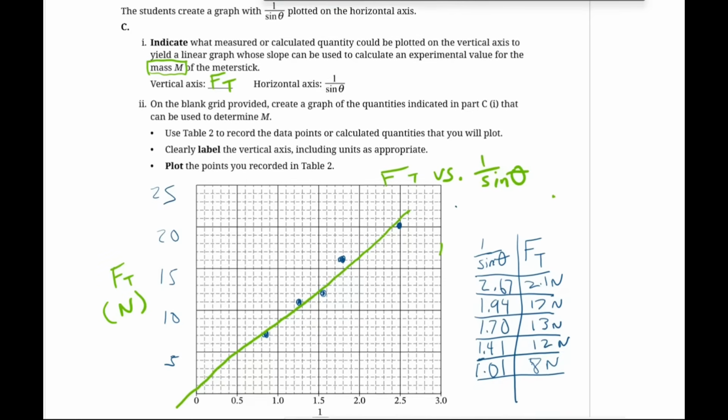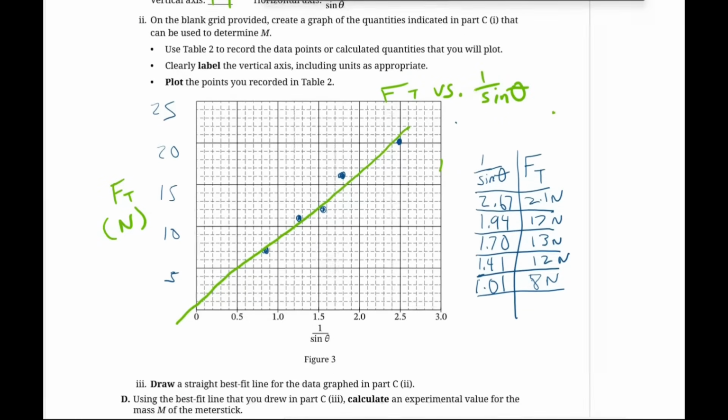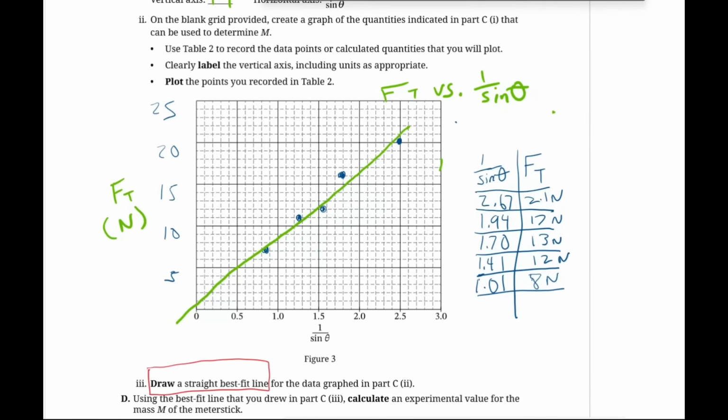All right, so table 2, they already told me my x variable was 1 over sine theta, so I stole all the thetas from the previous table and I just plugged them in and did 1 over sine theta 5 different times. Here are my 5 values, and I just took all of the FTs directly from that previous table as well. I plotted 5 points and I expected them to be linear, but not perfectly linear, because they usually want to make sure you know how to draw a best fit line.